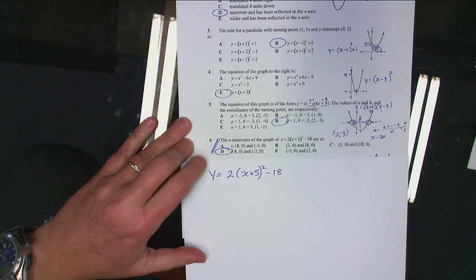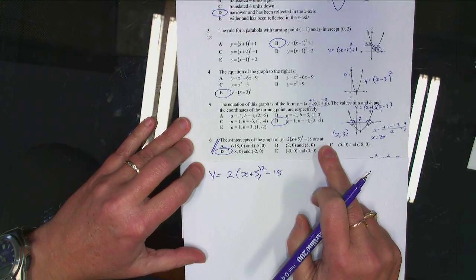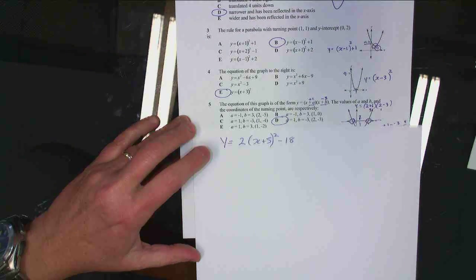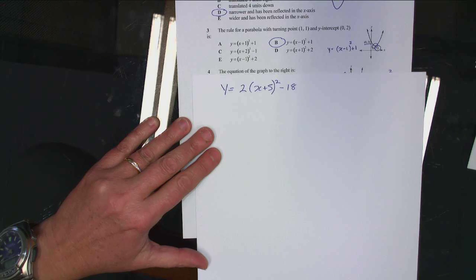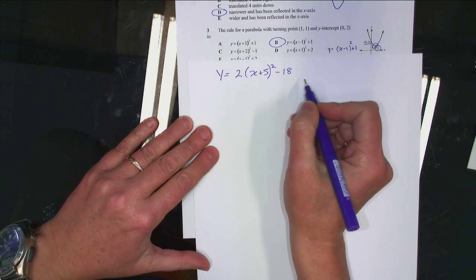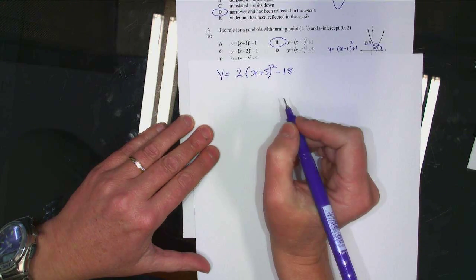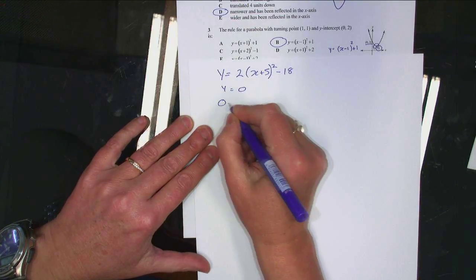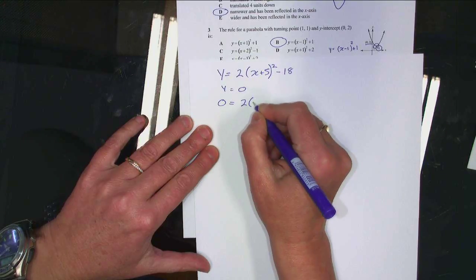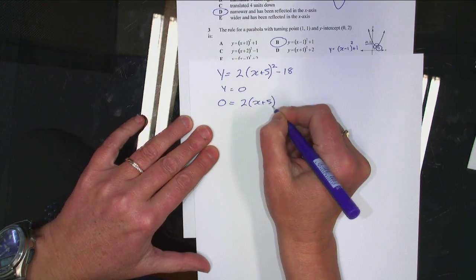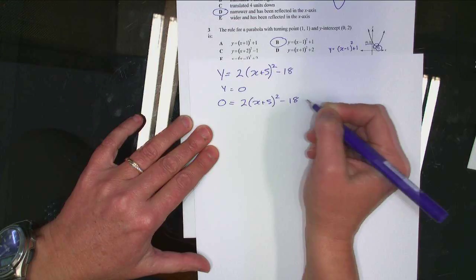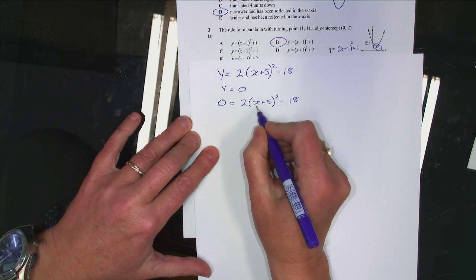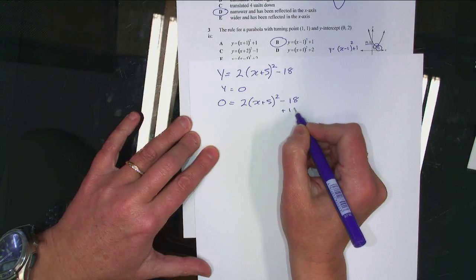Alright, so let's go back to question 6 that I didn't finish last time. The x-intercept of this graph, so let's work that out. We know the x-intercepts are when y equals 0, so we put 0 into the equation: 0 equals 2(x + 5) squared minus 18. We need to solve this algebraically to find x, so we add 18 to both sides.